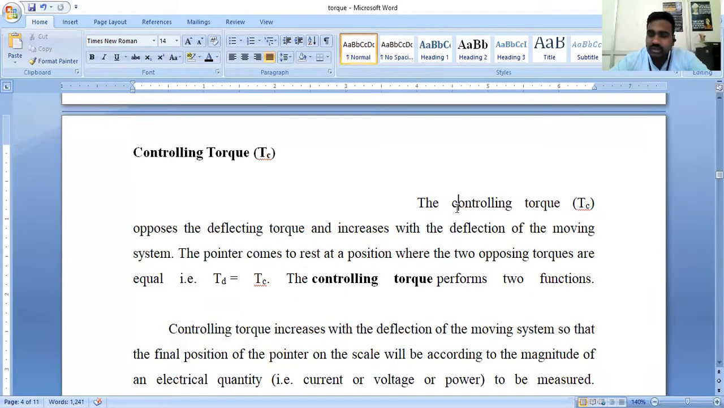What actually happens is, whenever the instrument is connected in series to the line as an ammeter, or in parallel to the line as a voltmeter, at a particular measured current or voltage, if 5 ampere current is flowing in the line, the needle has to start from 0 ampere to 5 ampere and it has to stop there. If 10 volts is applied in the line, the needle starts from 0 volts to 10 volts and it has to stop there. How does that happen?